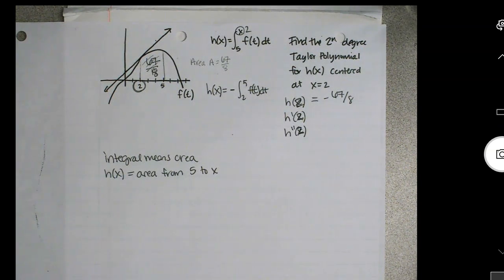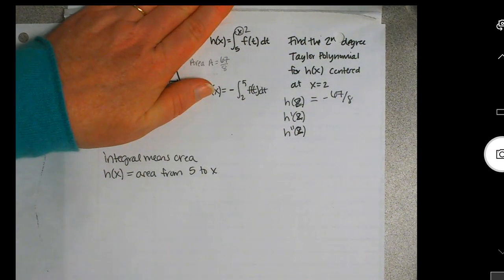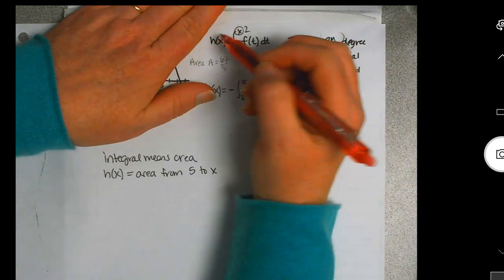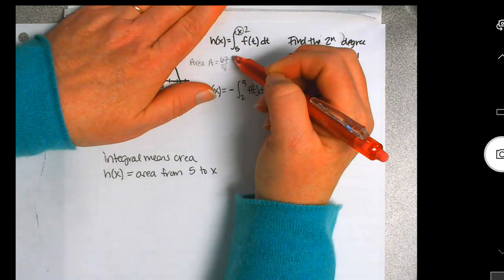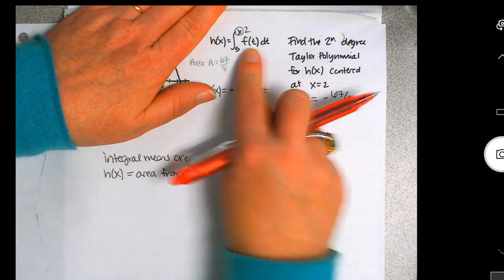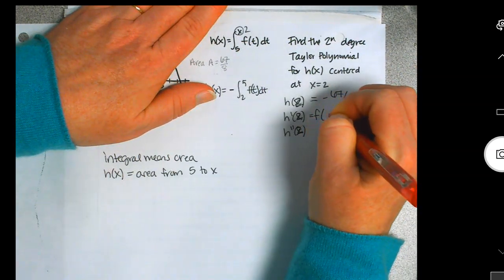Okay, so we found that. What does h prime mean in relation to our picture? Or even not the picture, what does h prime of x mean? So take away the integral. So you get f of t or f of x. Yeah. So if we took the derivative here and the derivative here, this would cancel and we would get f of t. This is f of 2.